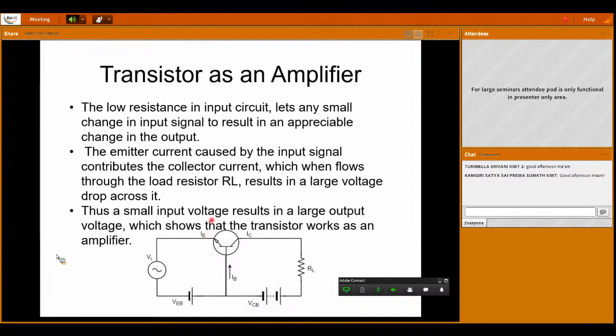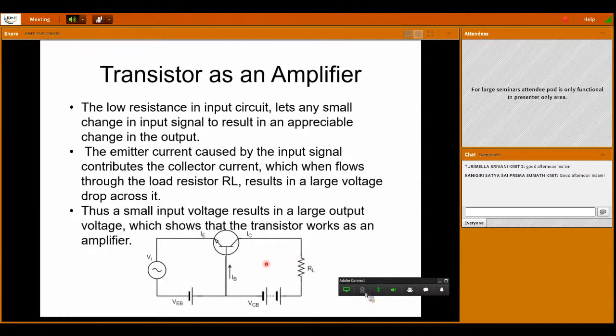So here the amount of input current IE is more, hence the input resistance is very less. Since the input resistance is very less, the amount of input current is high. That will be transferred to the output junction and we collect the output collector current IC, which is equal to alpha times IE plus ICBO.